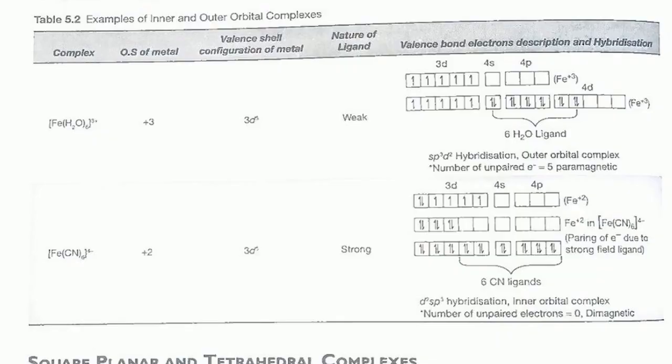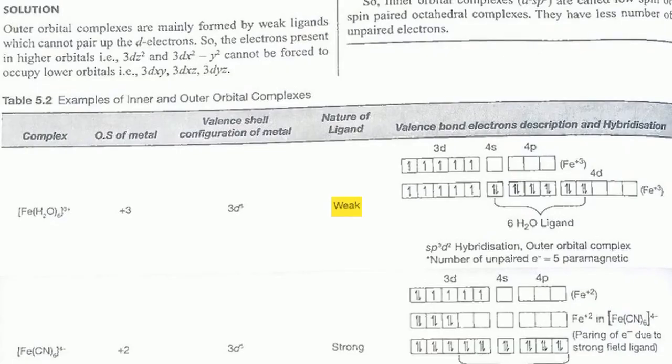This table comparing two different iron complexes perfectly illustrates the physical difference between weak and strong ligands. In the first complex, water acts as a weak ligand. It lacks the force to make the 3d electrons pair up, leaving 5 unpaired electrons. To make room for the bonds, the metal uses outer 4d orbitals, resulting in an sp3d2 hybridized, high-spin complex.